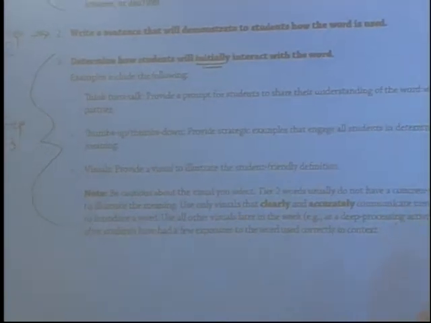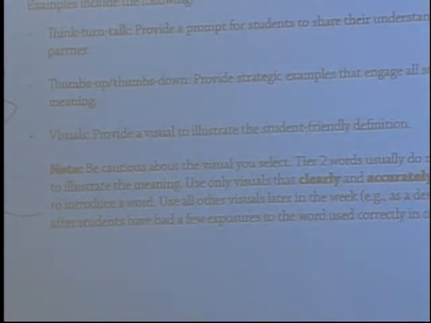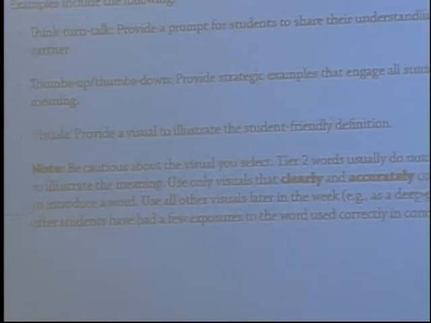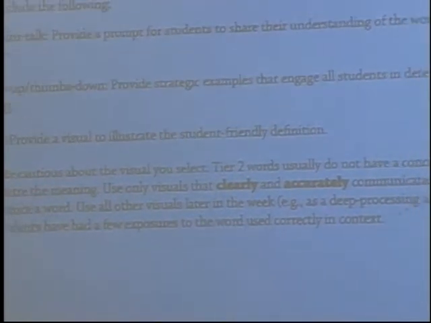Okay. Now, step 3. I keep pulling back to this handout because really this is your guide through this section. So we're going to determine how students will initially interact with the word. Like I said, my friend says, rolling it around in their head, making them use it, seeing what they know about it so far. So now you will work with a partner to develop a student engagement prompt for your assigned word. As a reminder, here are some examples on this handout. We're talking about Think, Turn, Talk, where you provide a prompt for students to share their understanding of the word with a partner. We're talking thumbs up, thumbs down.